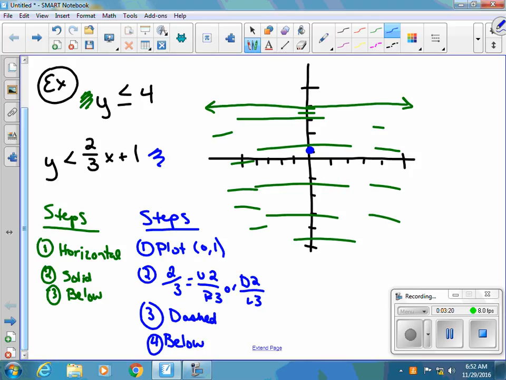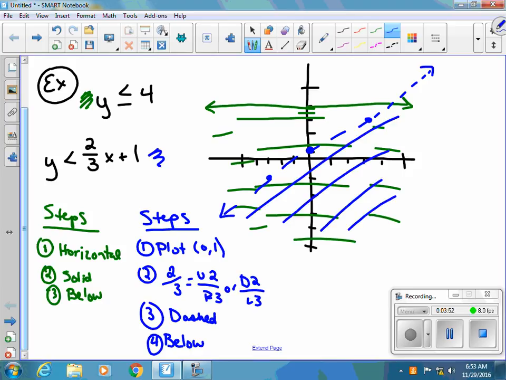So I've got that 0, 1 plotted. I'm going to go up to right 3. Because you guys know this is how I work, I like to go all the way across the graph, so I'm going to go down to left 3, and I said that wrong. Down to left 3, and the first one was up to right 3. I'm going to have a dashed line, and I'm going to shade below.